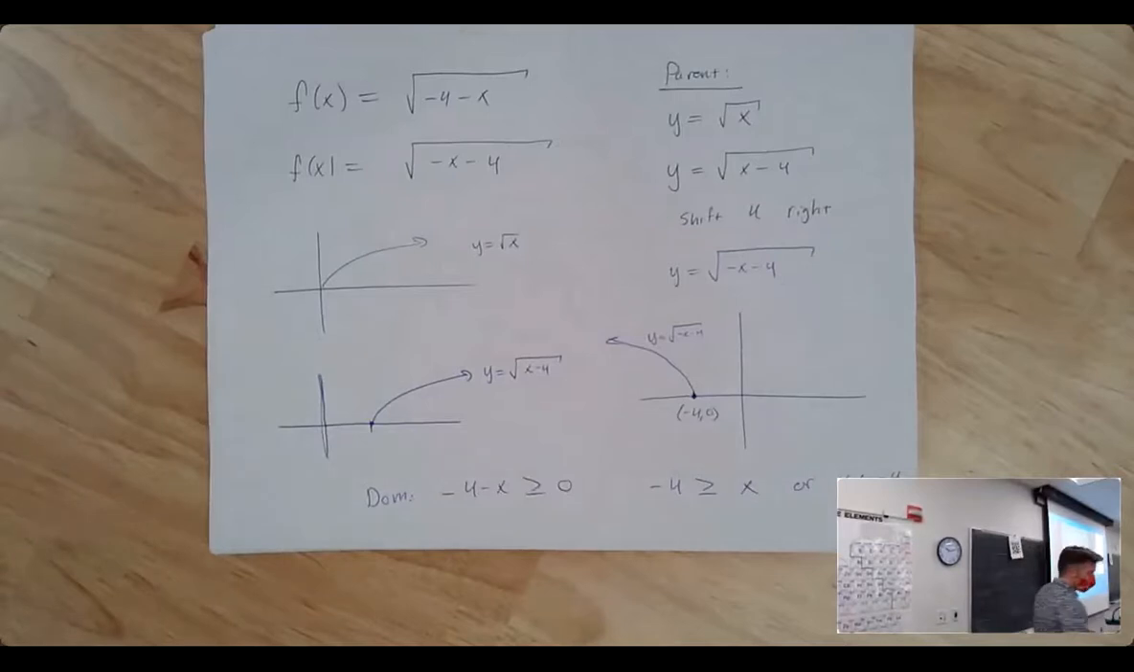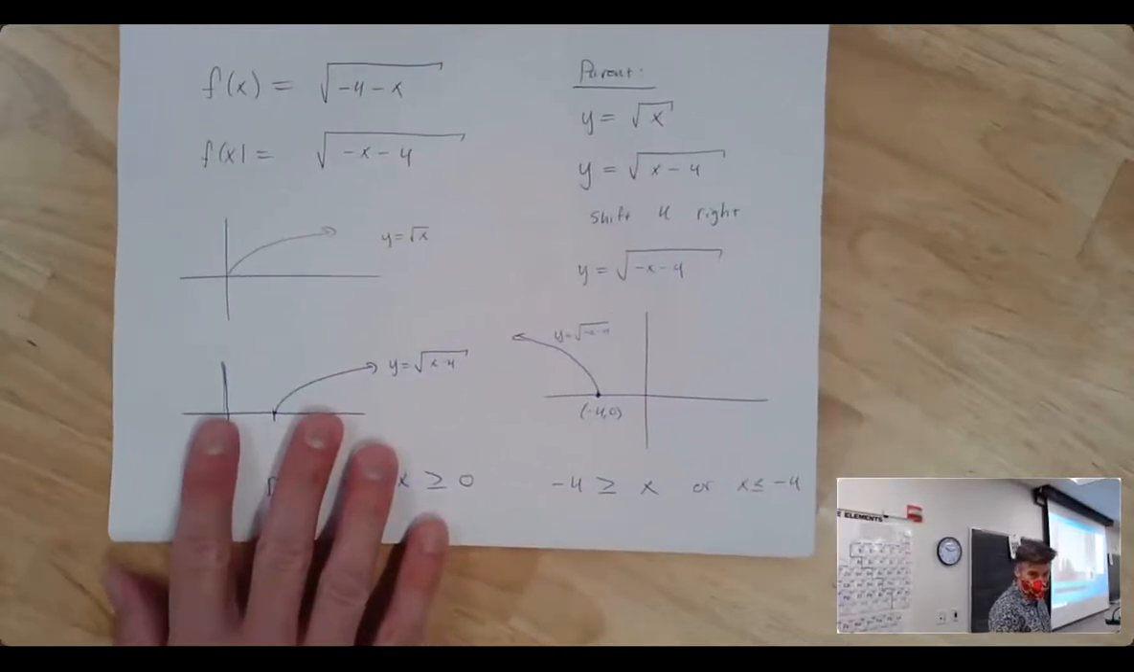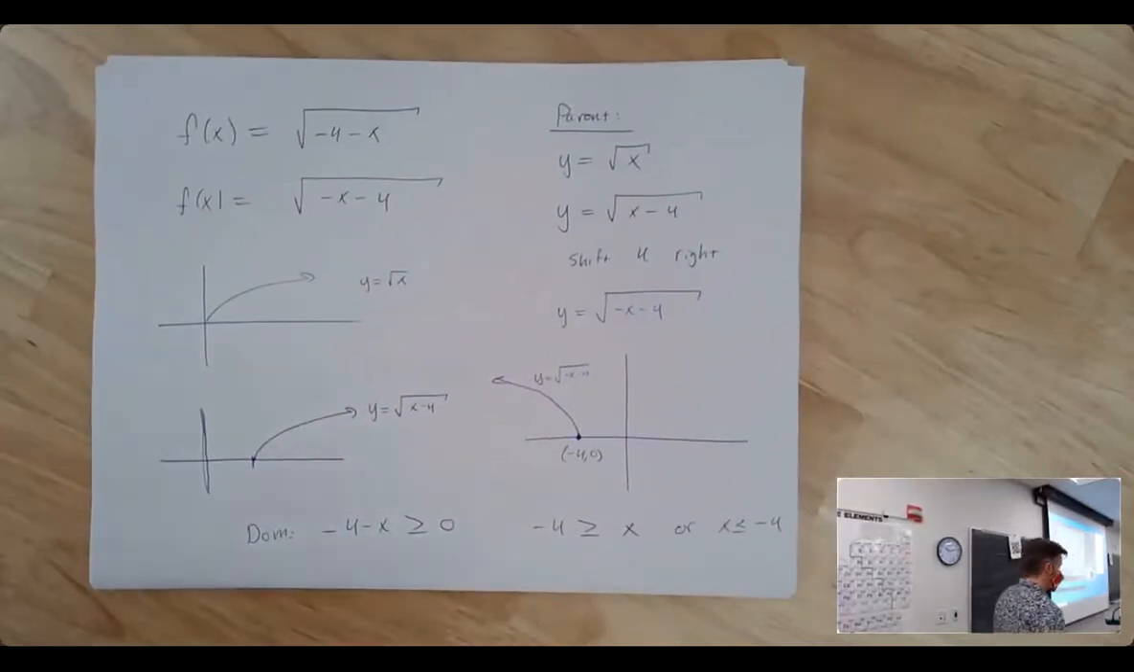So when you have functions that have domain restrictions like this, it's really useful to think about them because it can help you identify what the shifts and the reflections should look like.